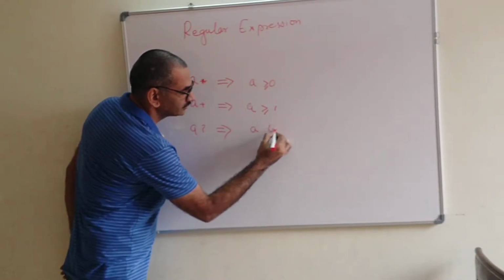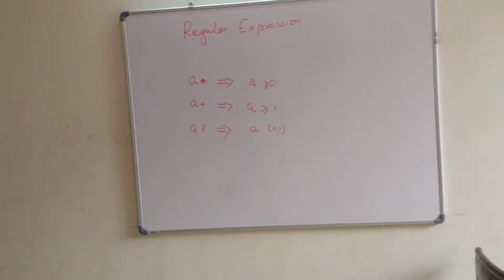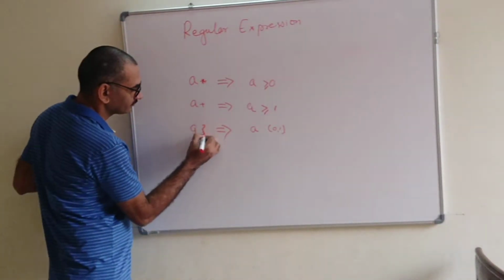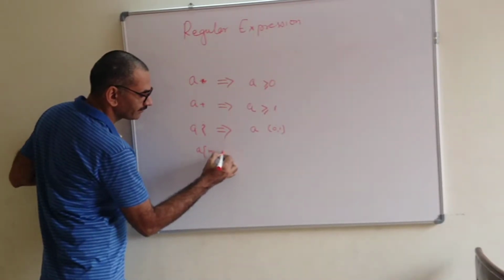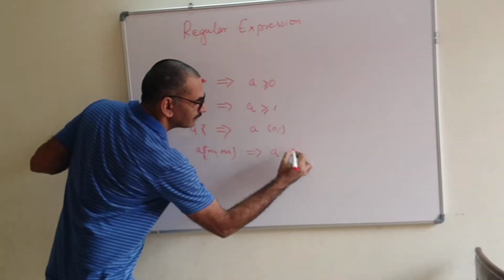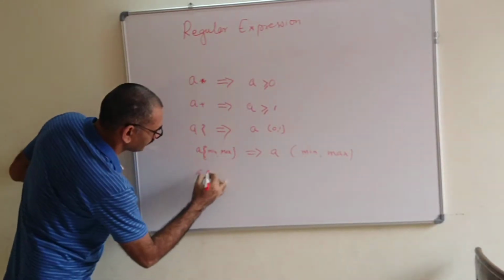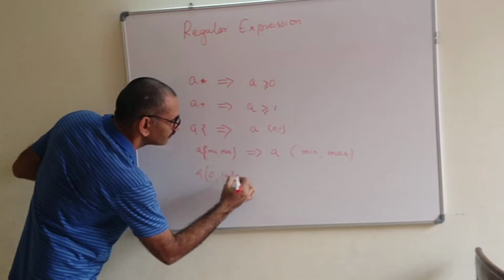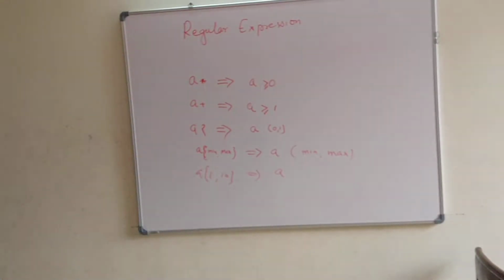A 0 or 1 times, either it will be there or it will not be there. And A min max means A will be present, can be from min to max. For example, you can specify 1 to 10, which means A can be present 1 time, 2 times, 3 times, or 4 times, or 5 times, or up till 10 times. Then it will be matched.